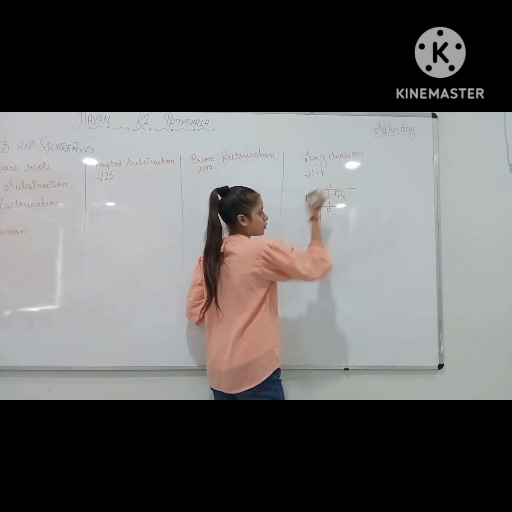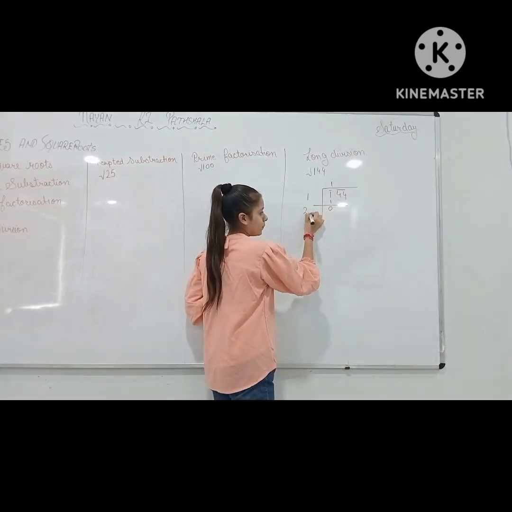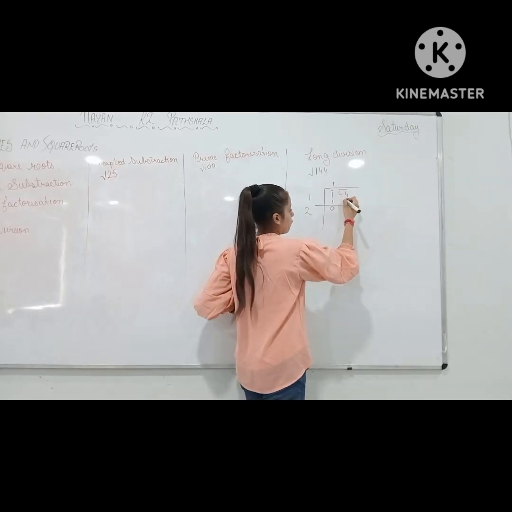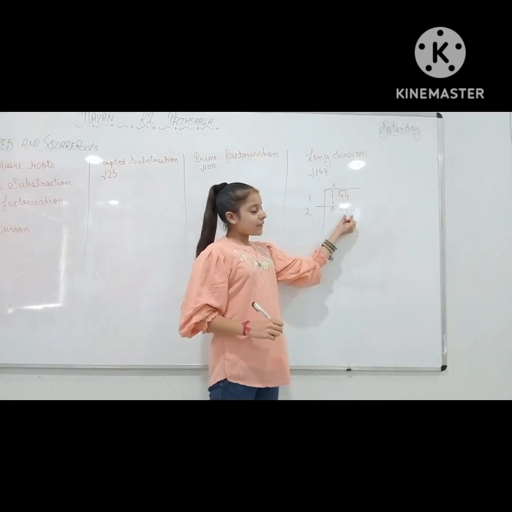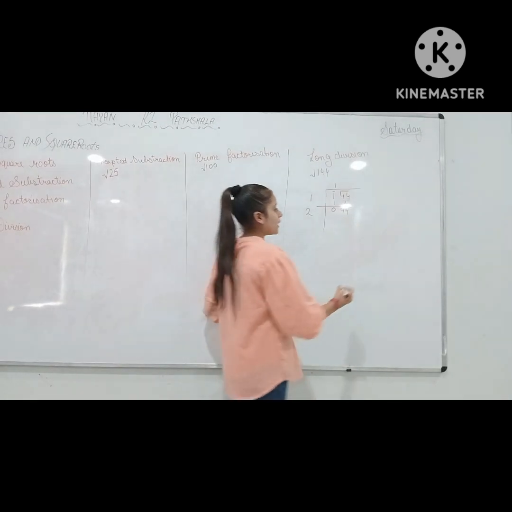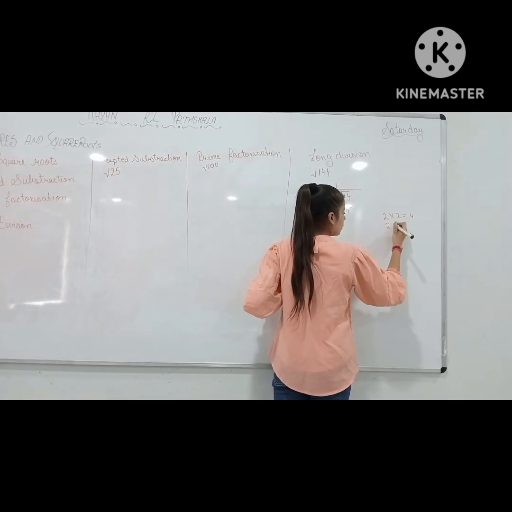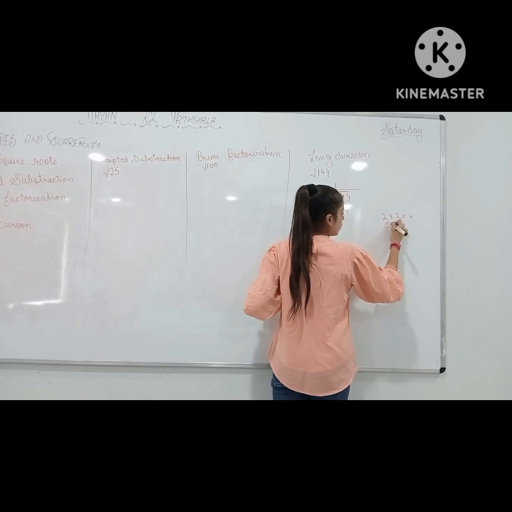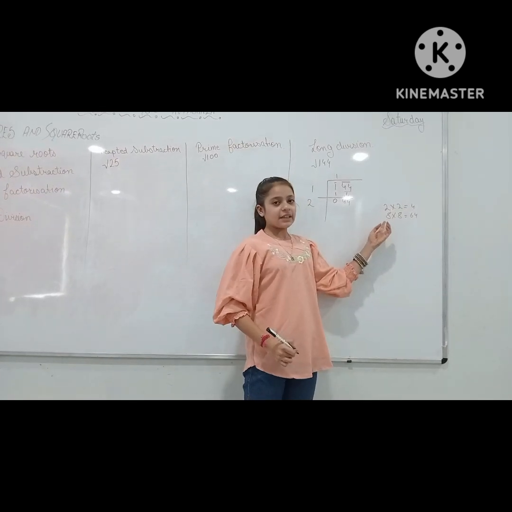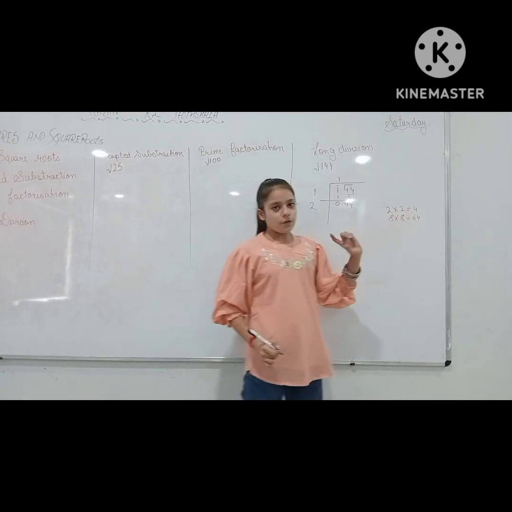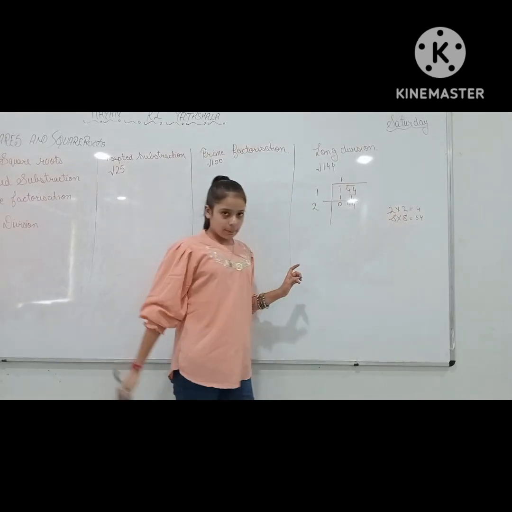Now we will add these two numbers. 1 plus 1 is 2. And taking 44 down. Now here at unit place we have 4. We know that 2 into 2 is 4 and 8 into 8 is 64. These two numbers 2 and 8 have the square at unit place 4. So we will multiply this with both the numbers.